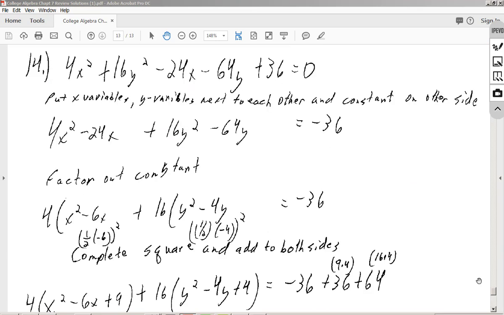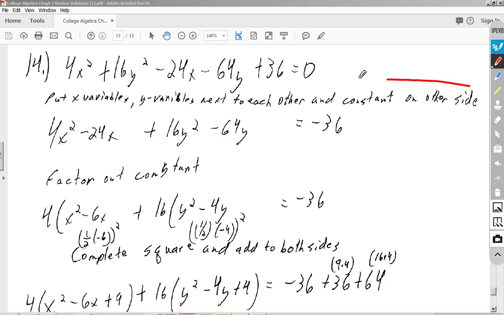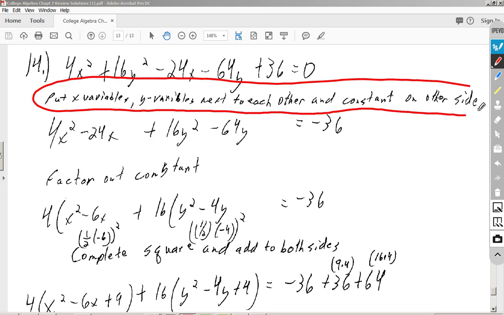Okay, on this last problem, number 14, the equation says we've got 4x² + 16y² - 24x - 64y + 36 = 0. You're going to notice this is in general form. We're going to put it in standard form. So remember, the rules to change it to standard form are to put the x variables and y variables next to each other, and the constant on the other side. That's the first thing I did. I put 4x² - 24x + 16y² - 64y = -36.